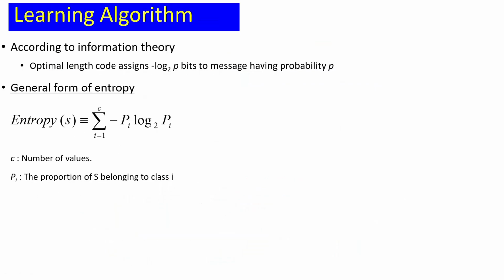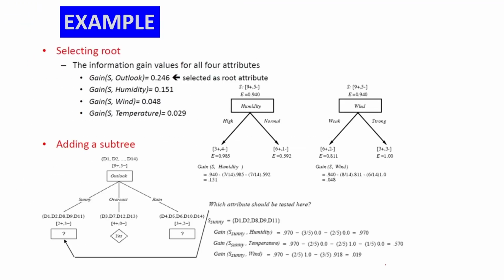Let me go further and explain. The root I explained to you: the gain is highest for outlook, that is why outlook is used as the root. Now, you separate the data in terms of sunny, overcast, rainy. If you consider sunny and humidity, your information gain is highest, 0.970. If you use sunny and temperature, it is lower, 0.570. If you use sunny and wind, it is much lower. So, it is very clear sunny and humidity is a better dividing or splitting factor than anything else.